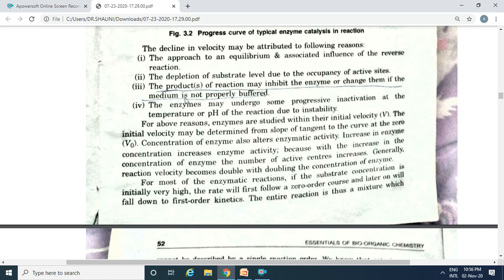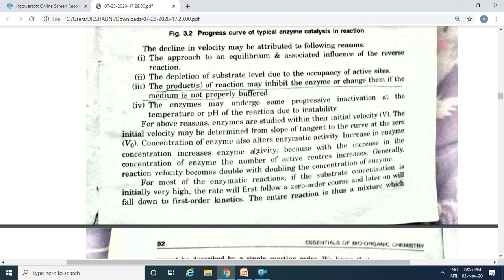Substrate levels are also depleted, and the products of the reaction may inhibit the enzyme or change it if the medium is not properly buffered. If the medium is not buffered, it will change the enzyme specificity, and the enzyme may also be inhibited by the product of the reaction. The enzymes may undergo some progressive inactivation at the temperature or the pH of the reaction due to instability. So, due to the above reasons, enzymes are studied within their initial velocity.